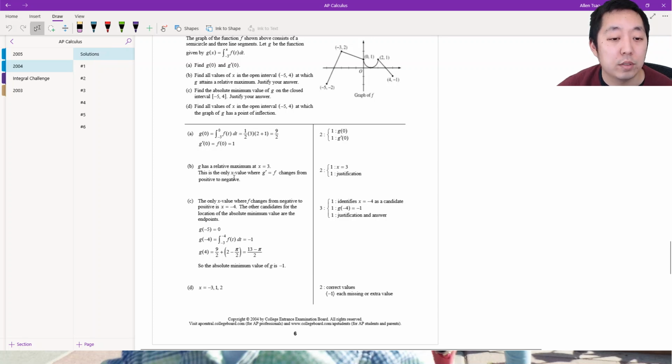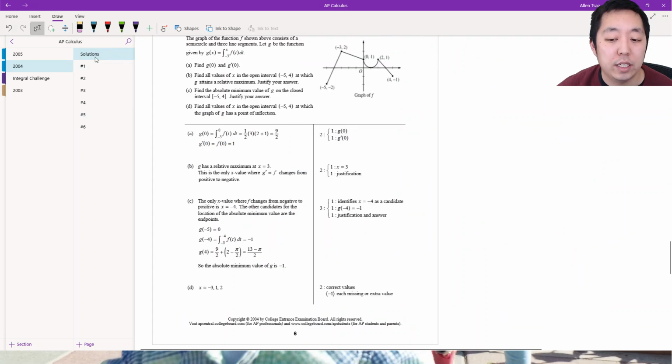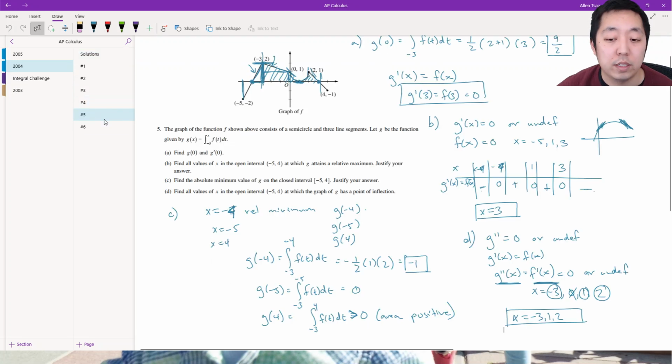Relative max at x equals 3. Is that what I said? B, x equals 3. Yep. C, I got negative 1. So the absolute value is negative 1. They checked all the candidates. And then negative 3, 1, and 2.